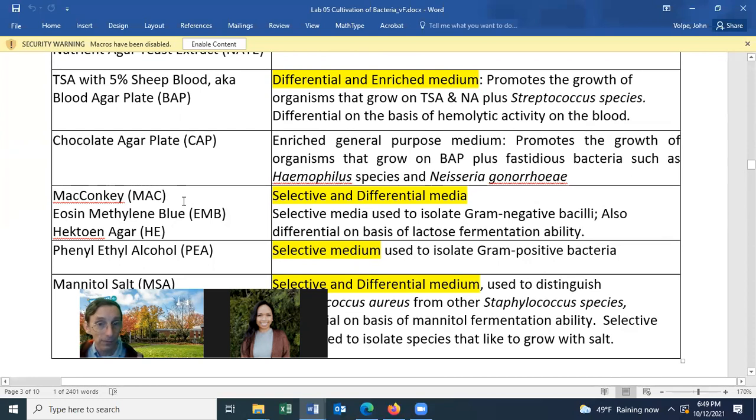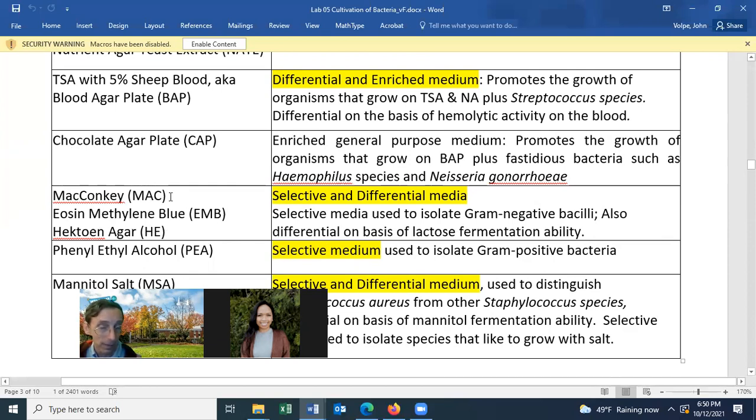Okay, then there's selective and differential media, and we have MAC or McConkey's, EMB or eosin methylene blue, and HE or hektoen agar. They're both selective and differential, meaning they have chemicals in them that allow certain bacteria to grow and do not allow other bacteria to grow. That's why it's selective. And all three of these that we're discussing here allow gram-negative bacteria to grow and select against the gram-positives. It's also differential, and all three of them are differential on the basis of lactose fermentation.